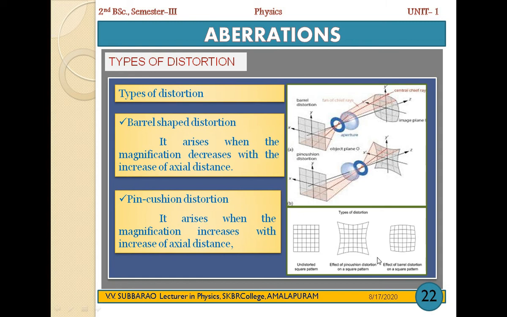This is the pincushion image and this is the barrel shaped image produced for a square net. This is a square wire gauze and we will get these two types of images. This is pincushion distortion and this is barrel shaped distortion.